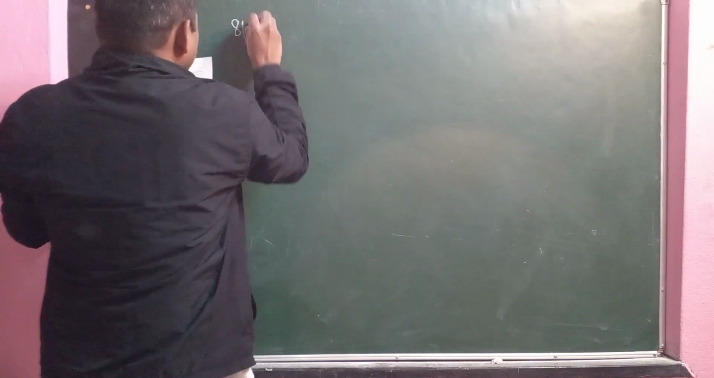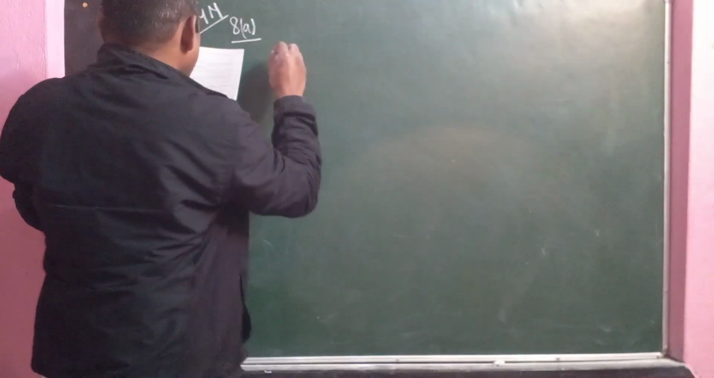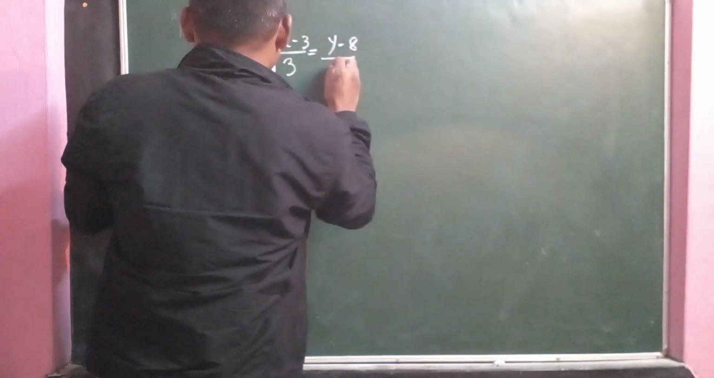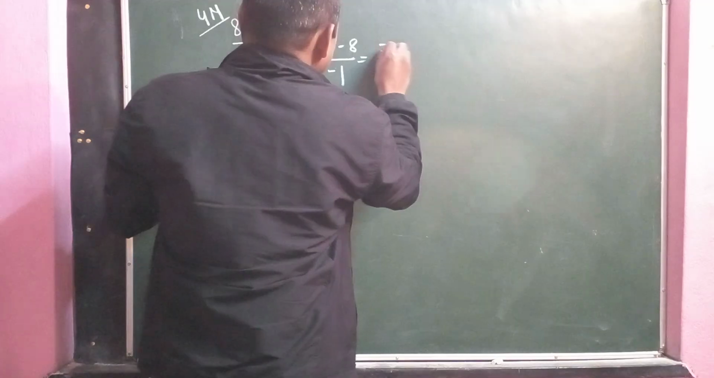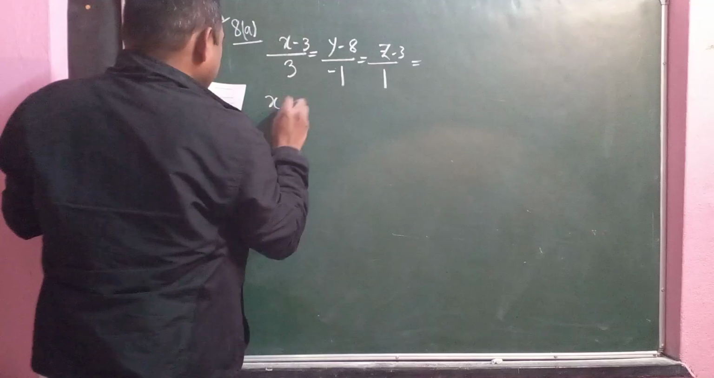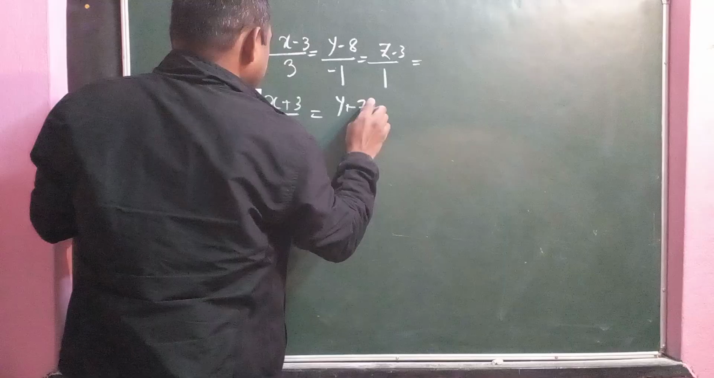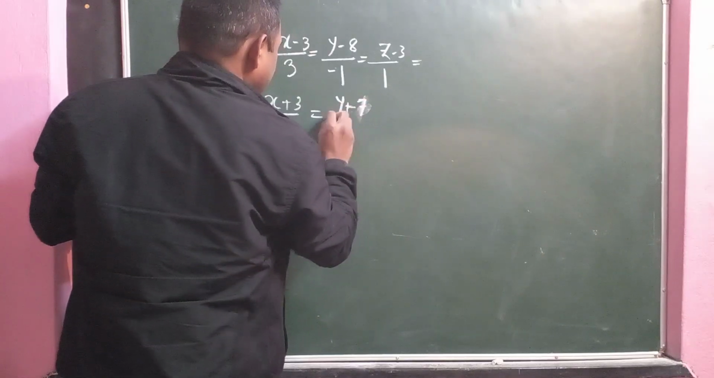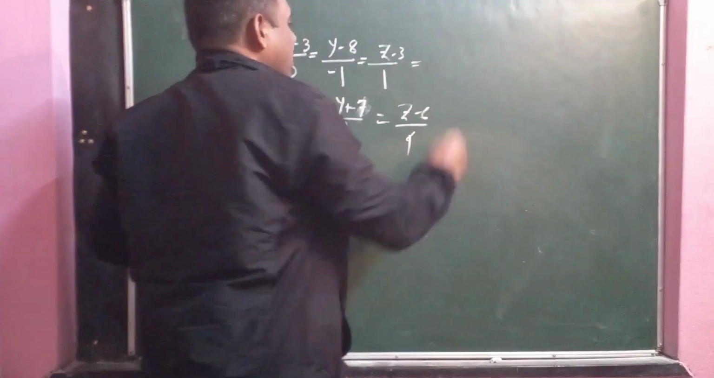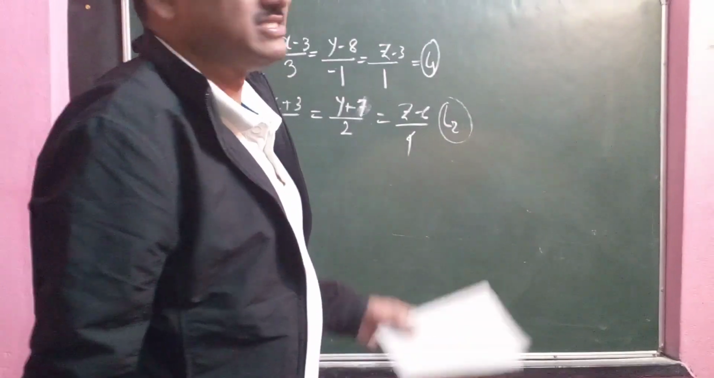So this is 8 part A. This is also a 4 marks question. (x minus 3)/3 = (y minus 8)/minus 1 = (z minus 3)/1. This is L1. And then (x plus 3)/minus 3 = (y plus 7)/2 = (z minus 6)/4, another straight line. Suppose this is L1 and this is L2. These are the two straight lines. You have to calculate the distance between them.